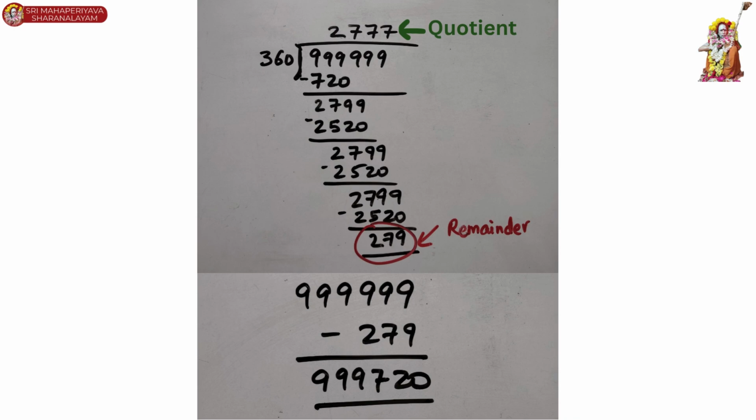So if you subtract 279 from 9,99,999, you get 9,99,720. This 9,99,720 is the greatest number of 6 digits which is exactly divisible by 24, 15 and 36.